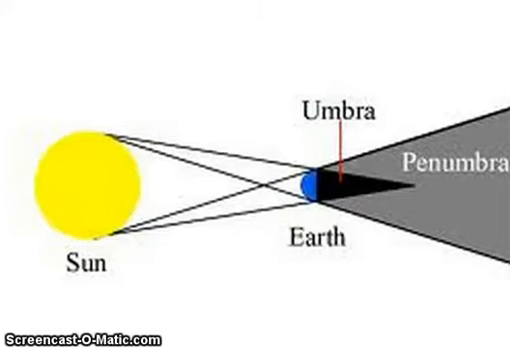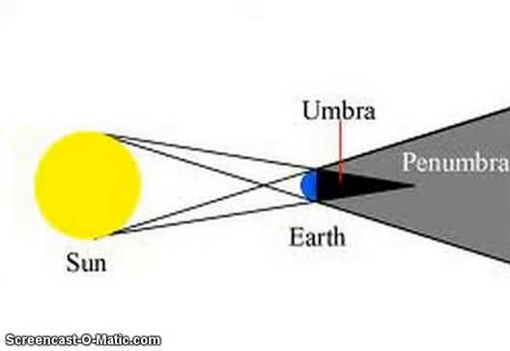In this video, you will learn about two different types of eclipses, a lunar eclipse and a solar eclipse. In order to understand an eclipse, you have to understand the shadows that these celestial objects will produce. If we look here at this picture of the sun, the Earth is casting two different types of shadows.